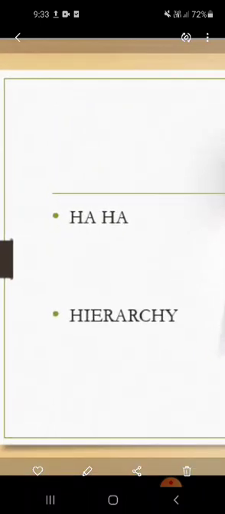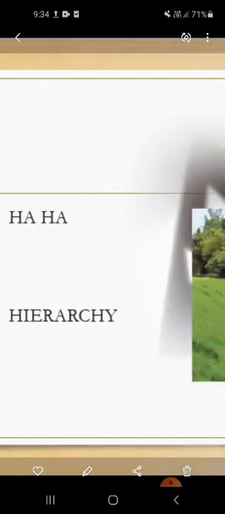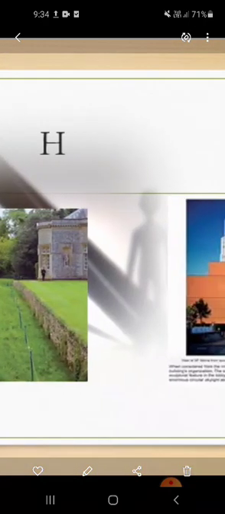Now the next word is a familiar word, hierarchy. Hierarchy is an organizing system where each element is ranked as subordinate or superior to another element. And it works in two main ways. The first is hierarchy present within a physical building, and the second is hierarchy which can work in the visual statement of a building. So this is an example of hierarchy.